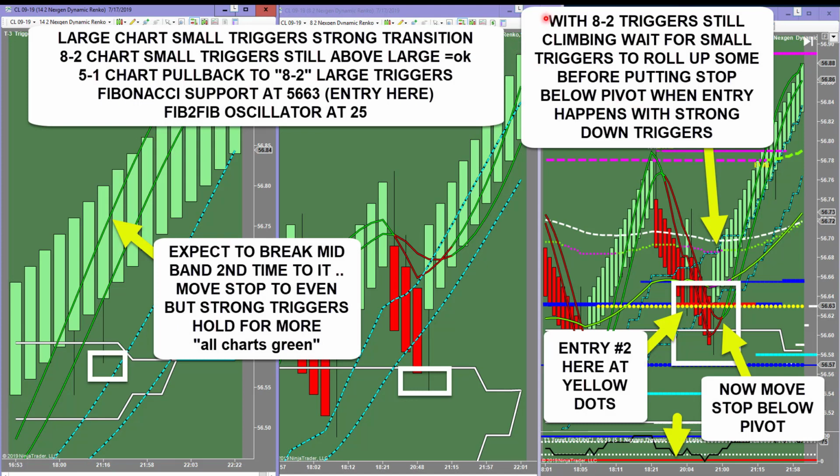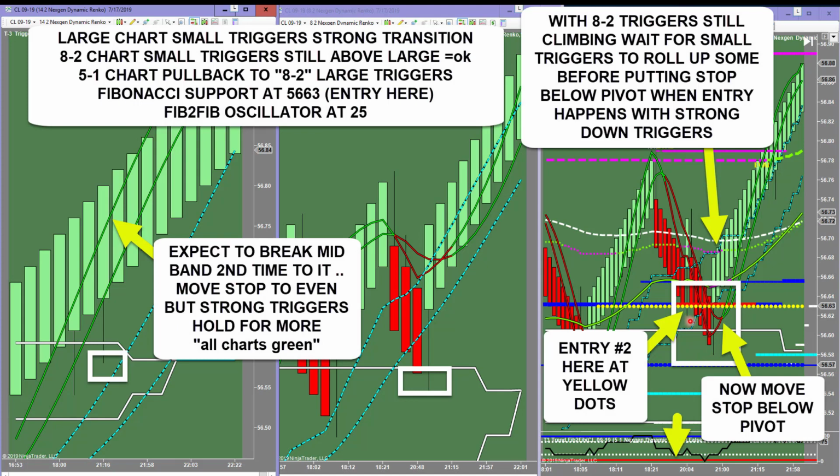So the lesson here is, if the 8-2 triggers or the triggers, everything's still in your favor. Look, 14-2 small triggers are climbing fast. The 8-2 large triggers are climbing fast. That's the giveaway. That means you're going up. So this is where the 5-1 small triggers suggest you should wait until they actually turn and pinch and roll up a little bit, so maybe 2 bars up here. Then you can lock your stop in below the low, not get bumped out.